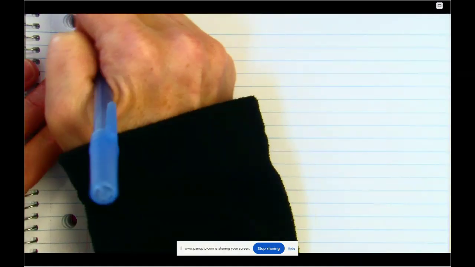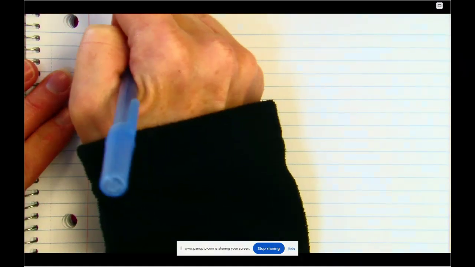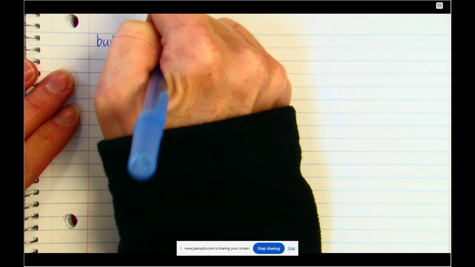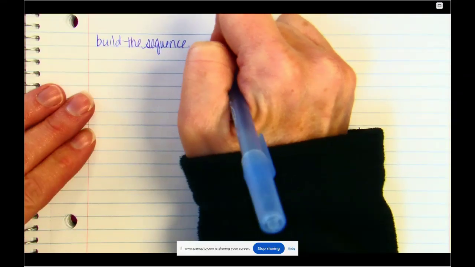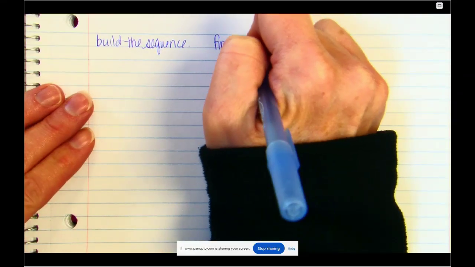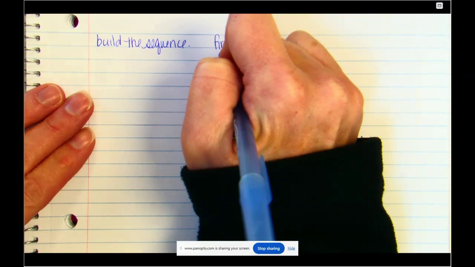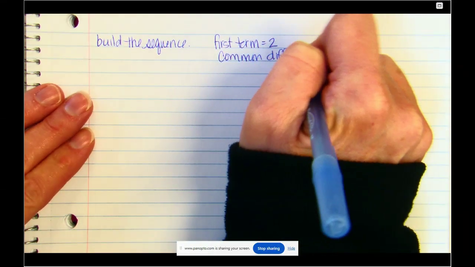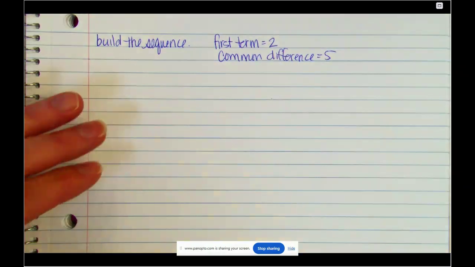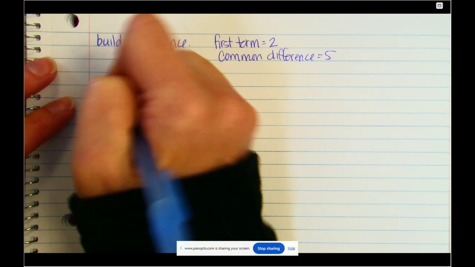So what we need to be able to do is, I should be able to give you some information and you can build the sequence. So if you build the sequence, let's say the first term is 2 and the common difference is 5. I'd like you to write me the first 5 terms.